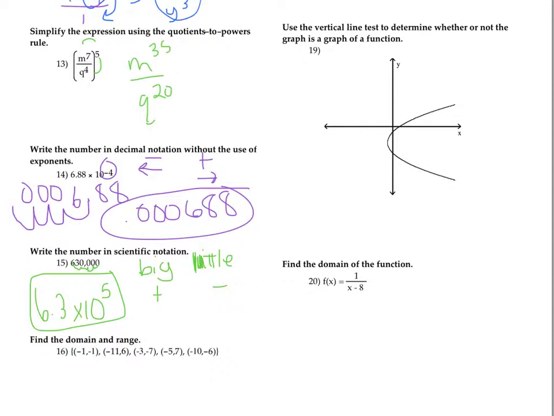If you are ever confused, $630,000 is a lot of money. So it's a big number. But if you had like 50 cents, 50 cents is not a lot of money. That's a little amount of money. So you'd put a negative exponent, if that was what the problem was.